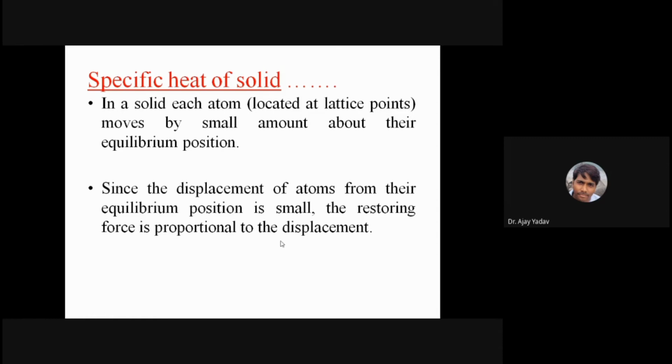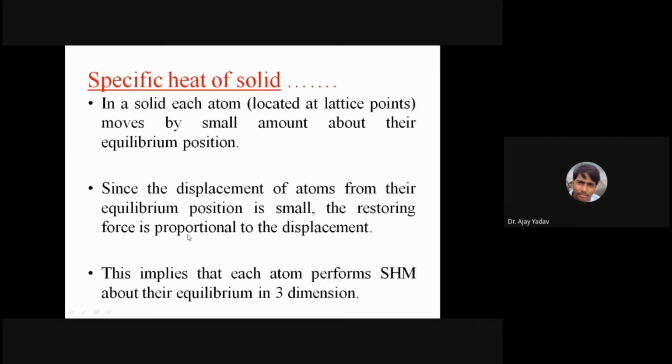Similar logic can be applied to this as well, because the atoms, even though they keep oscillating, eventually try to go back to the equilibrium state. Okay, so the restoring force is proportional to the displacement, very much similar to your F equals minus k into x. So this implies that each atom inside the solid performs a simple harmonic motion about its equilibrium position in three dimensions, in all three dimensions. Okay, plus x, minus x, plus y, minus y, plus z, minus z.